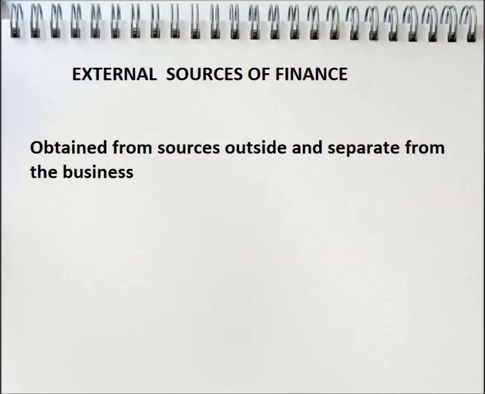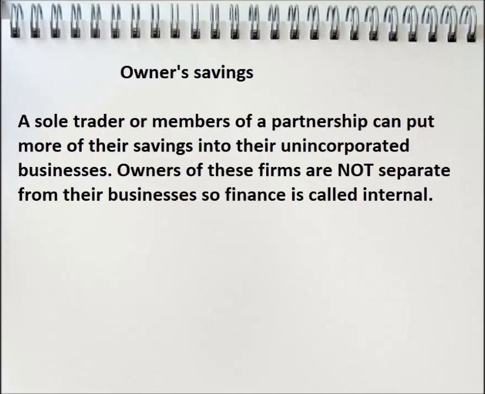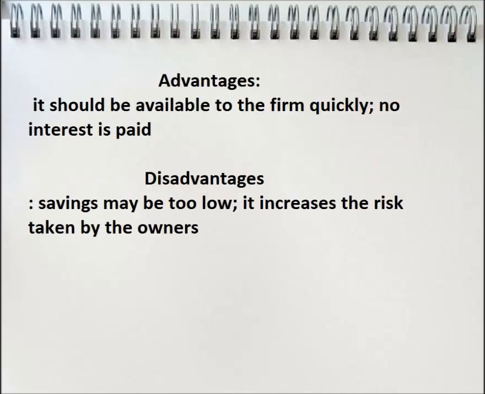External sources of finance. Obtained from sources outside and separate from the business. Owner's savings. A sole trader or members of a partnership can put more of their savings into their unincorporated businesses. Owners of these firms are not separate from their businesses, so this finance is called internal. Advantages: it should be available to the firm quickly, and no interest is paid. Disadvantages: savings may be too low, and it increases the risk taken by the owners.